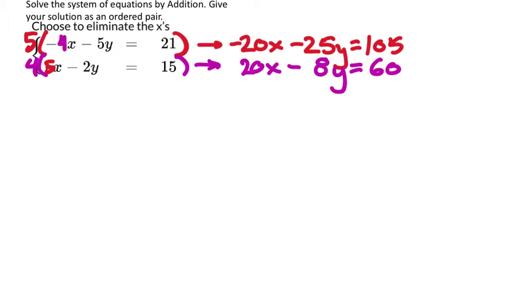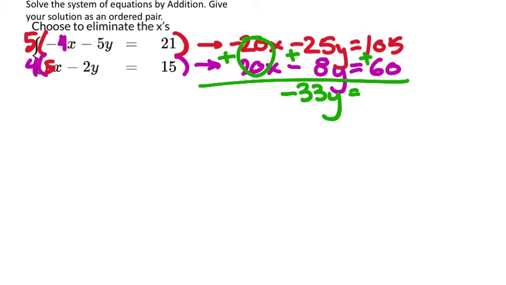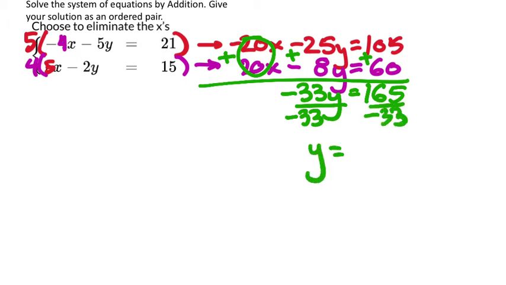So now that they are opposites, I can start adding the like terms. Negative 20x's plus 20x's zeroes out, eliminates, just like we wanted it to. And then negative 25y's plus negative 8y's, however you want to look at it, is negative 33y's. And this would equal 105 plus 60, which is 165. So that's a nice equation, which we can solve pretty quickly by dividing both sides by the coefficient of y, which is negative 33. It's kind of big, but that's doable. Y here is going to equal negative 5. So that's the first value I get in my ordered pair, which will be my final answer. The y value here is negative 5.